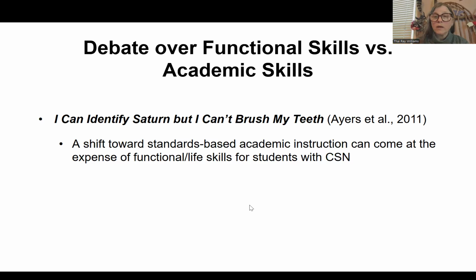And so Ayers et al. back in 2011 came out with an article that was entitled, very catchy title, I Can Identify Saturn, but I Can't Brush My Teeth. And so they noted that there was this big shift to the standard-based academic instruction. And their concern is that it came at the expense of students learning functional and life skills. And so when we think about life, what really is important in life? Is it really important that you be able to cook for yourself or you be able to take a bus to go to the mall to hang out with friends, those types of things? And so that push towards standards-based instruction was a concern for some people.